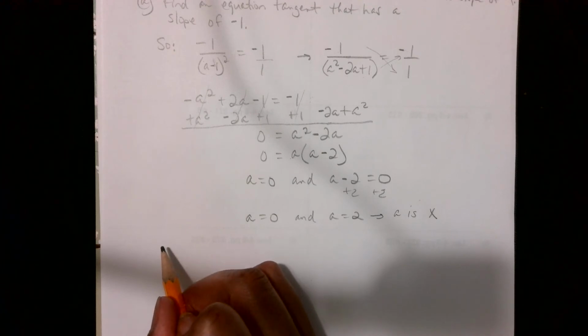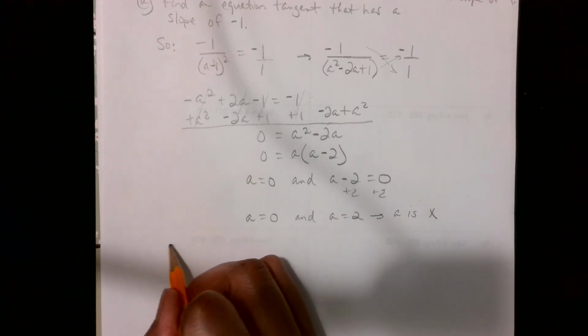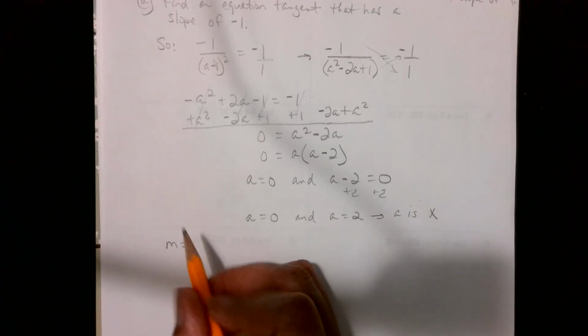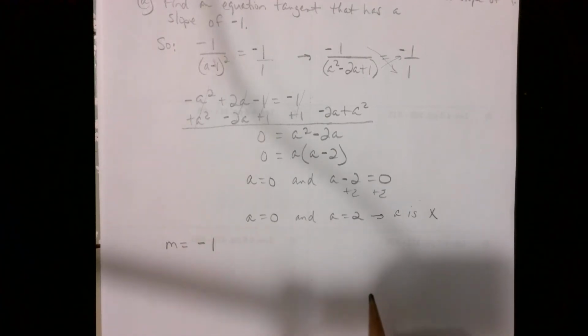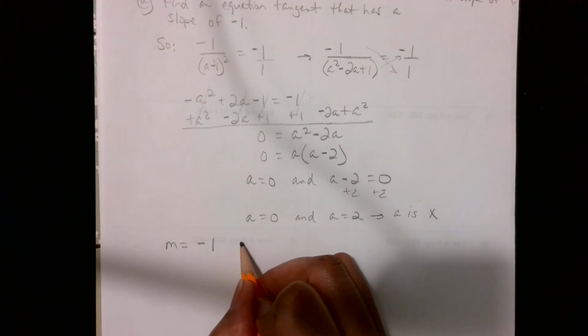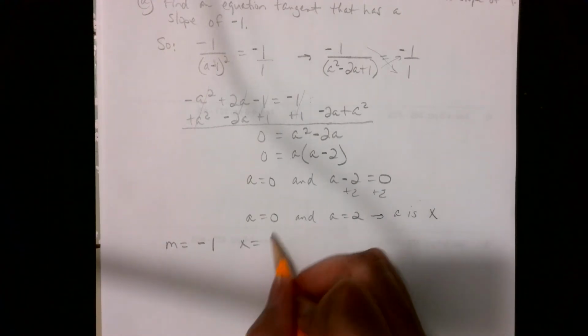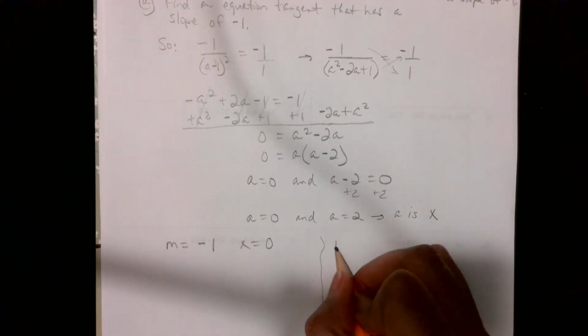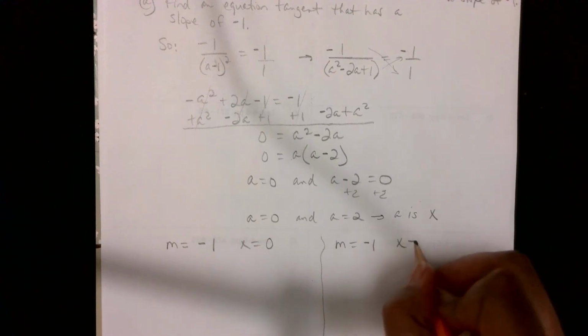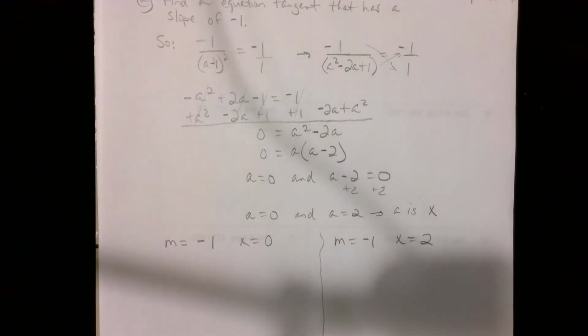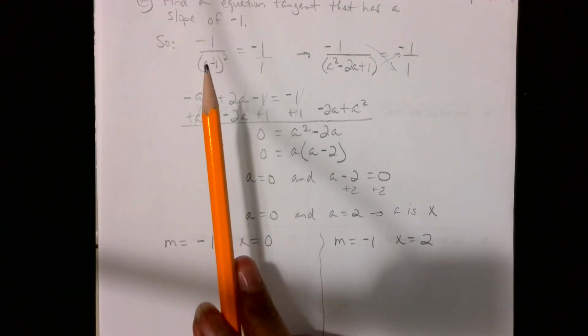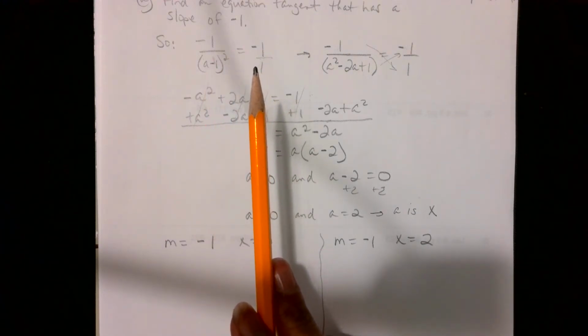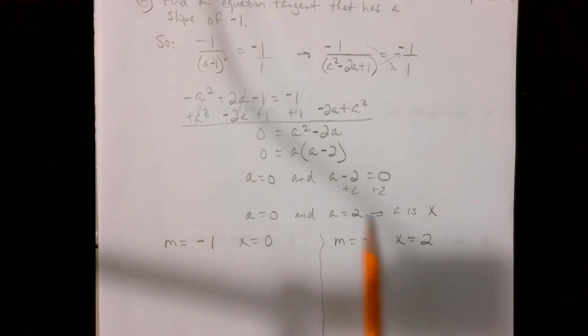So we got a slope of -1, and we have x being 0, and we have a slope of -1 and x being 2. Okay. So again, we worked backwards. We took our slope equation, set it equal to -1, and when we solve for a, which is actually x.